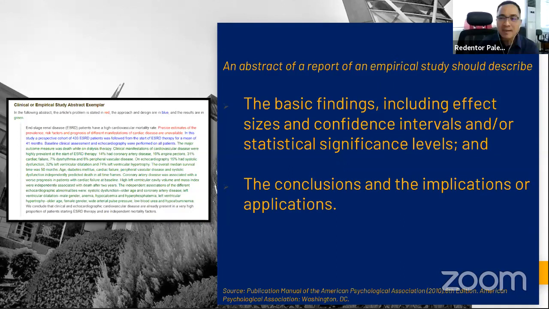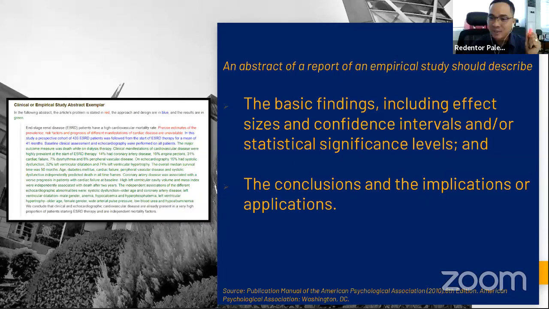Okay. And of course, if your paper is an empirical study, you have to give a conclusion at the last part. In the example given, the conclusion is a one-liner. So we conclude that clinical and echocardiographic cardiovascular disease are already present in a very high proportion of patients starting ESRD therapy, and then independent mortality factors. Okay, so that's for empirical study data.